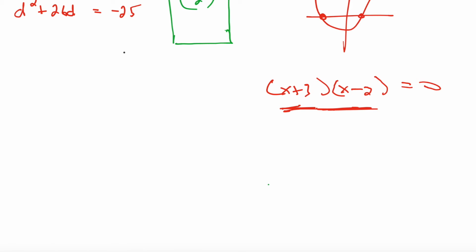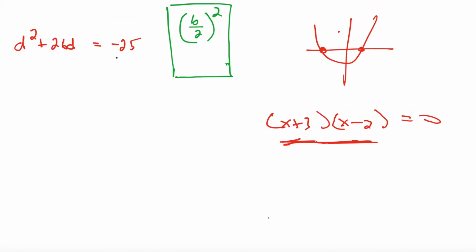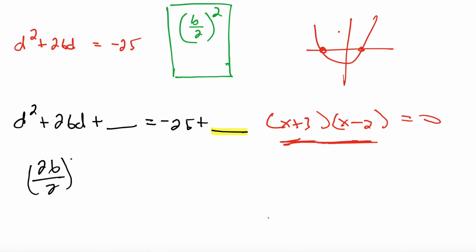Okay. So what you want to do is rewrite this as d squared plus 26d plus blank equals negative 25 plus blank. The reason you put these two blanks here is because you don't want to forget that you have to put it over here. Okay, so we cut 26 in half, 26 over 2, and you square it, and we got 169. But you can't just randomly throw in a number. You have to keep it balanced, right?